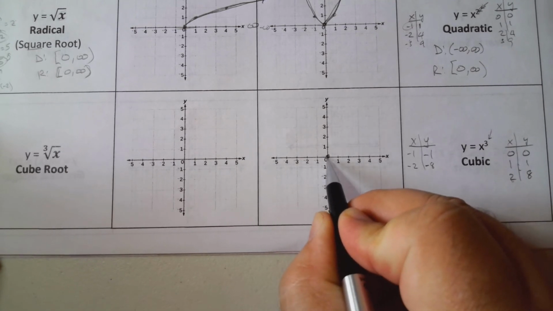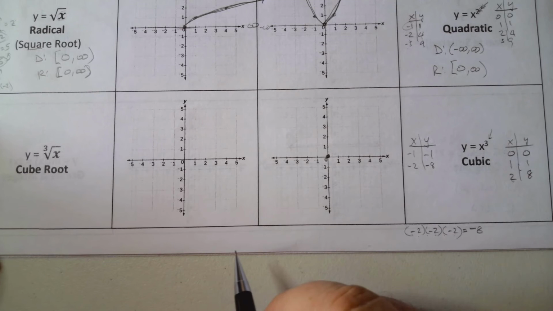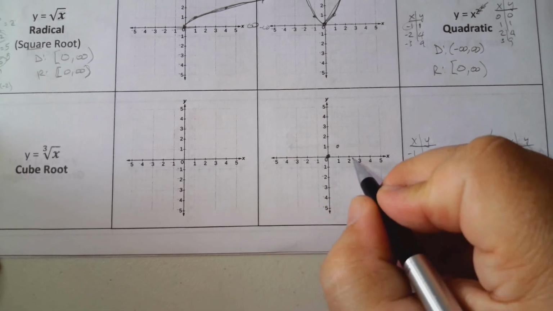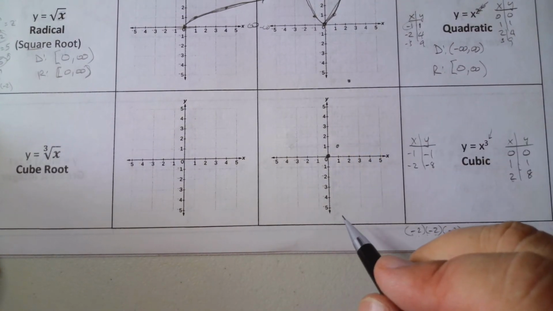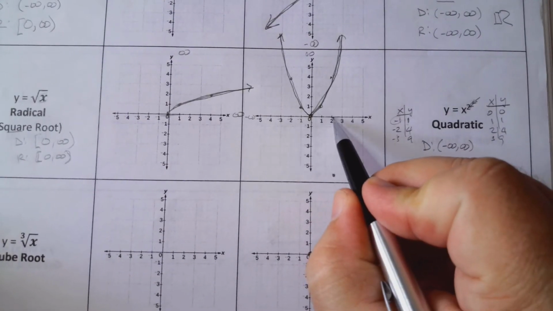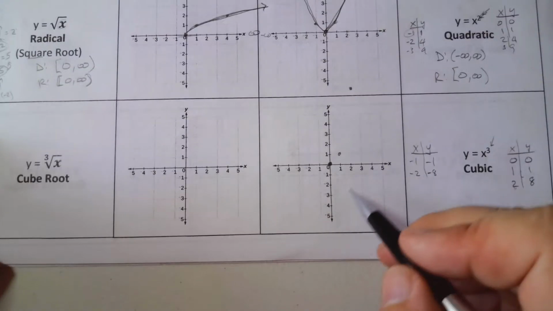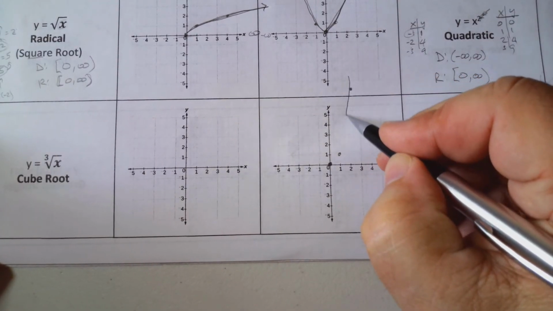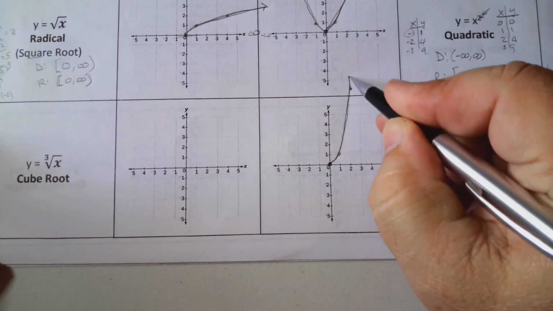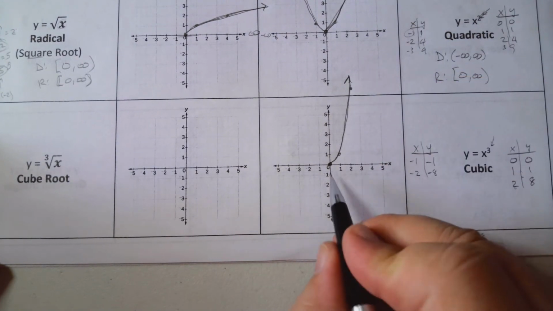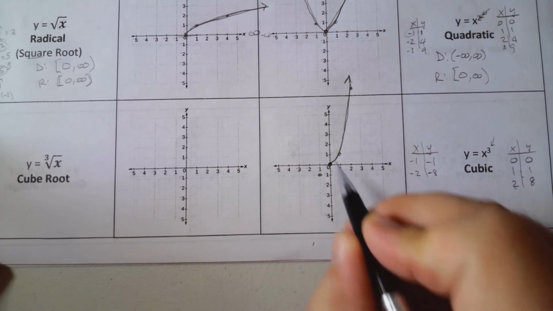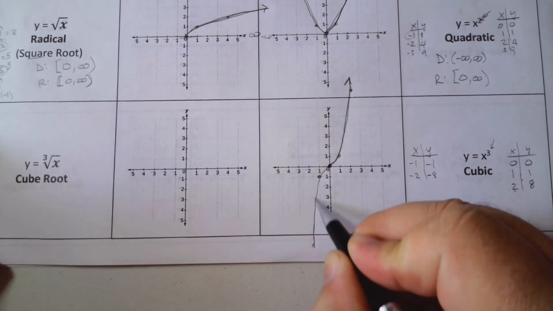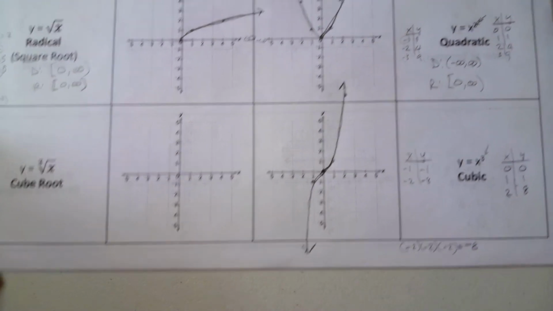So let's look at what that looks like. When x is 0, y is 0. When x is 1, y is 1. When x is 2, y is 8. Way up here. So you see at x is 2 here, it goes to 4. This one goes to 8, so it grows a lot faster. Likewise, negative 1 is negative 1. Negative 2 is negative 8. So there's that graph.